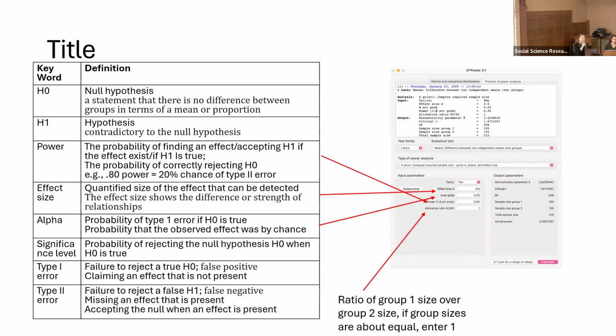All right, in this last box here, it says allocation ratio, N2 over N1. So this is a ratio of group size 1 over group size 2. So if group sizes are about equal, you can put 1 here. 1 is going to be what the standard is in G-Power unless you change it. But if you know that this is going to be something that's different within your study, of course, include that information here.